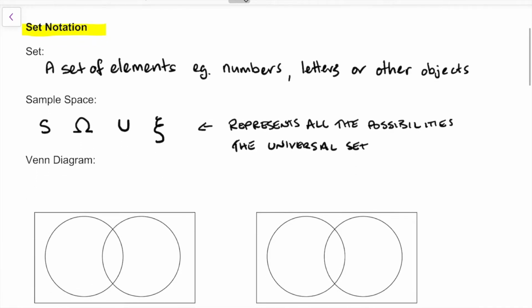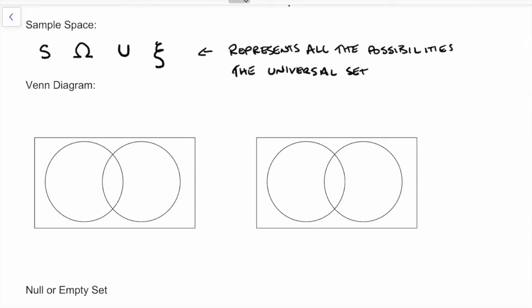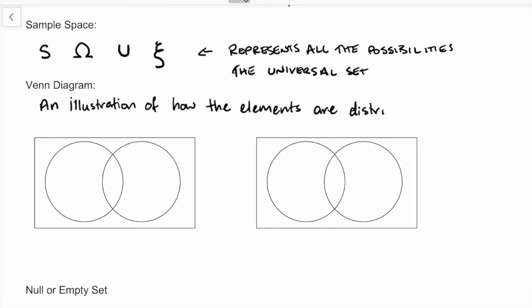Now in terms of Venn diagrams in the formal notation, this is an illustration of how the elements are distributed. So it's how the elements are distributed across our probability experiment, or among different events within it.